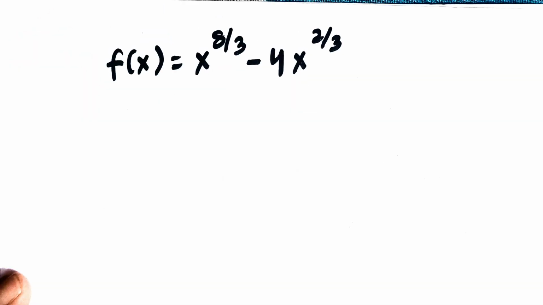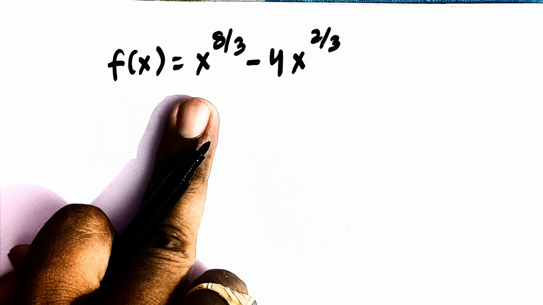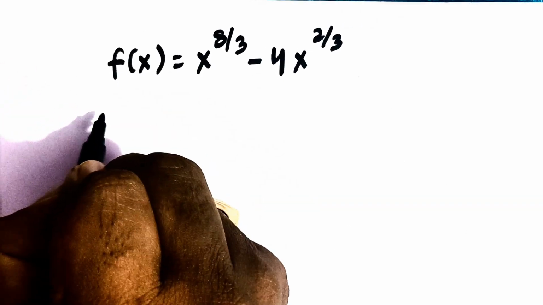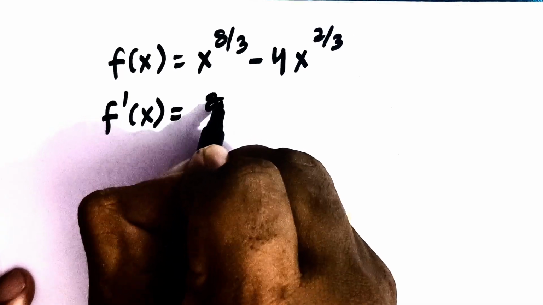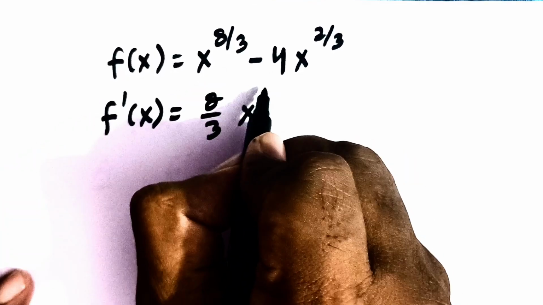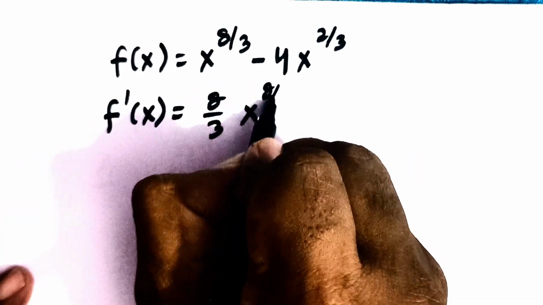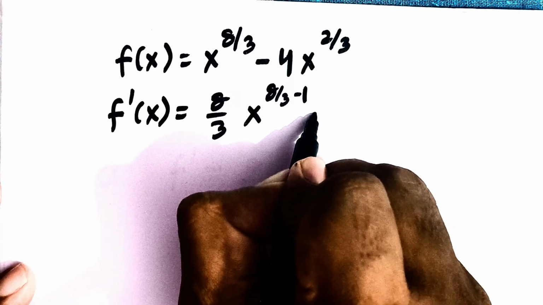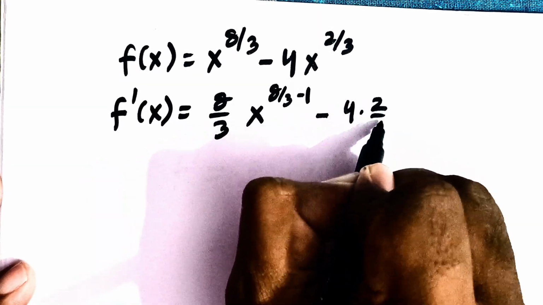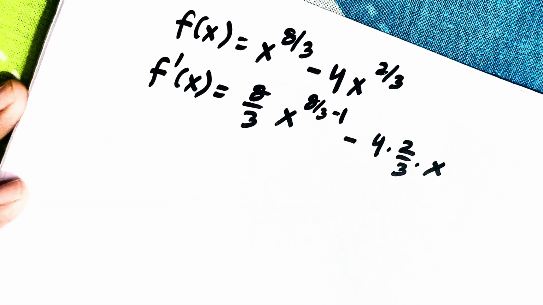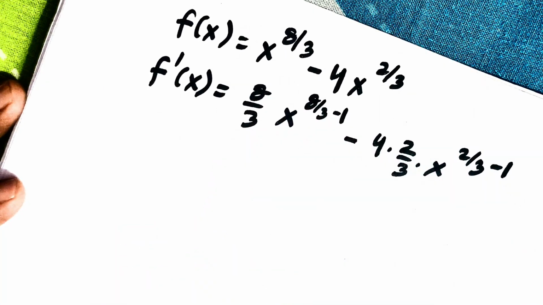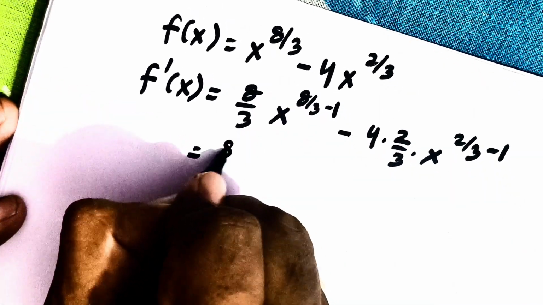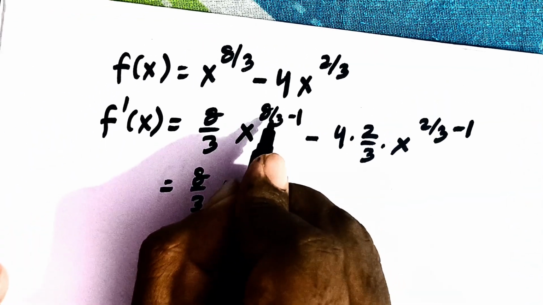Next, we have our function f(x) = x^(8/3) − 4x^(2/3)... what is its first derivative? Take 8/3 outside, then x to the power 8/3 minus 1, minus 4 times 2/3, then x to the power 2/3 minus 1.